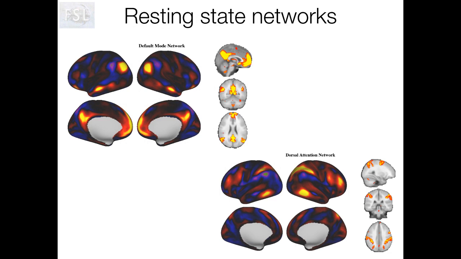These group-level components, or networks, which we call them, have been shown to be extremely reproducible across different groups of subjects. There is a well-established set of resting state networks which are nearly always present in any group ICA analysis. Some examples of these are the default mode network, which you've probably heard of before, and the dorsal attention network. And there are a set of canonical resting state networks which you can expect to see in almost every group ICA analysis.